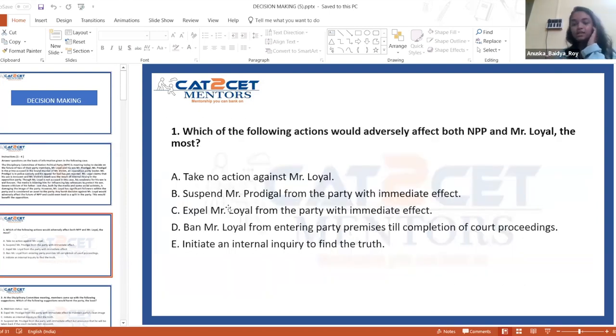Okay. So as I mentioned, first and foremost, we will read the question and understand the question. See, which of the following actions would adversely affect both NPP and Mr. Loyal the most? What are we trying to figure out here? Whatever option you choose should adversely affect, it should be in the negative of both NPP and Mr. Loyal. So we choose options that are against Mr. Loyal and against NPP. Simultaneously, both things should happen.